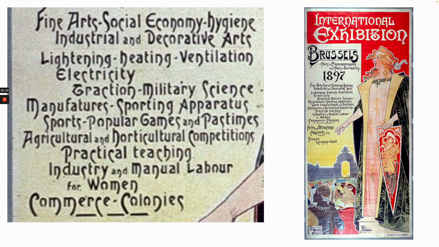Manufacturing, sporting apparatus. This would have been another place where some of that rubber would have been on display in terms of new balls and footwear and all that stuff. Agricultural and horticultural competitions. Exciting stuff, right? I mean, guys, we're talking about like a state fair in the 21st century, but back then, this was a big deal. And, as I said, states were really focused on how to make their economies better.